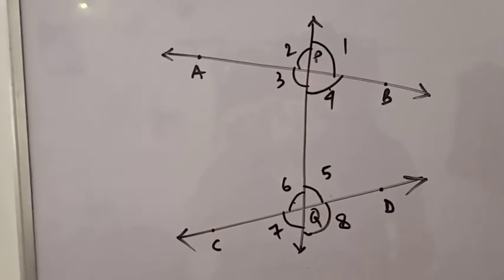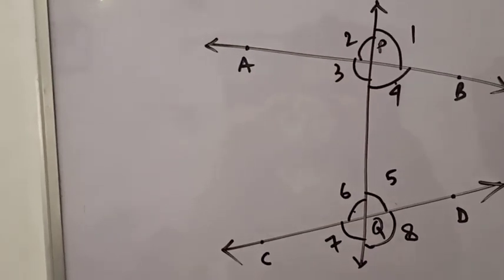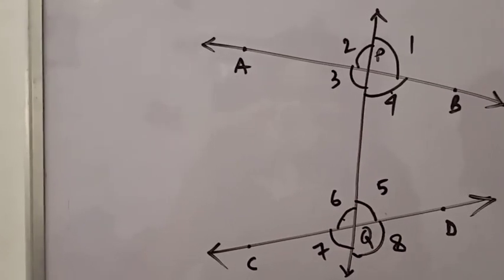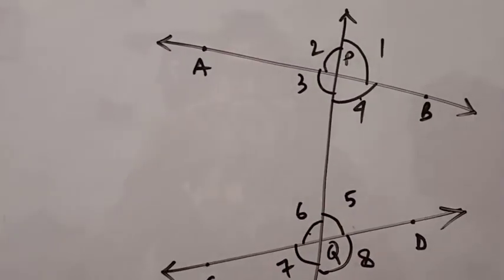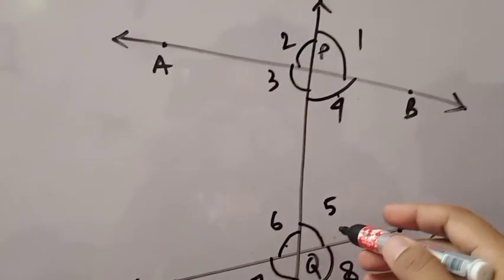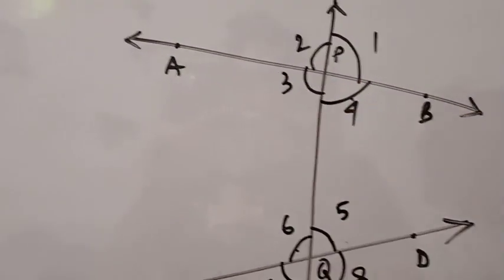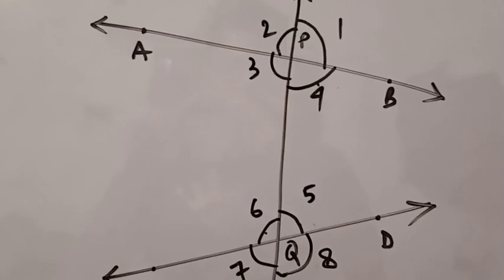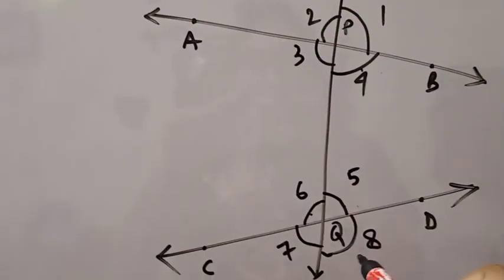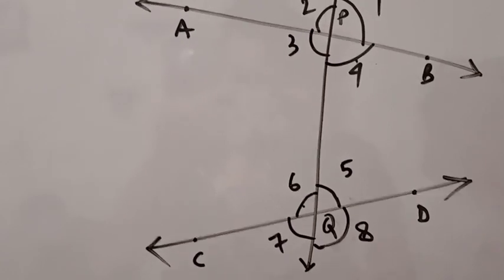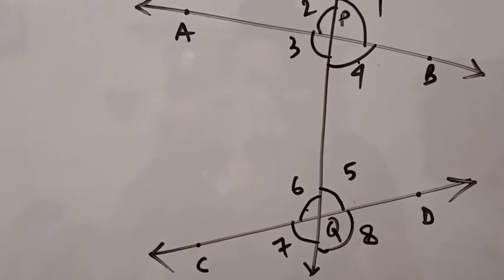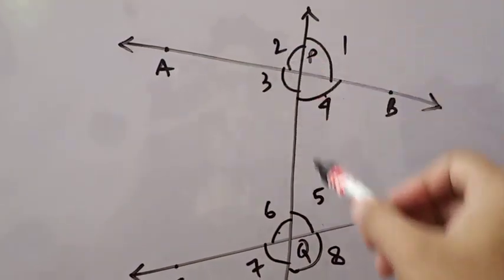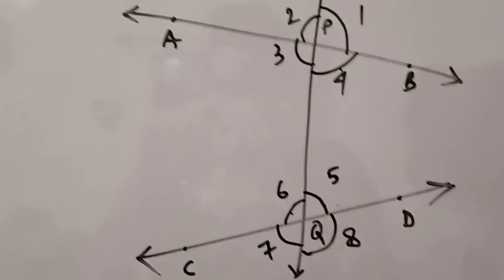Now co-interior means the pair of interior angles that fall on the same side of the transversal. That means 4 and 5 are co-interior angles, and similarly 3 and 6 are co-interior angles. Next, exterior angles. What is the exterior here? 1, 2 and 7, 8 are exterior angles, with respect to the line PQ.